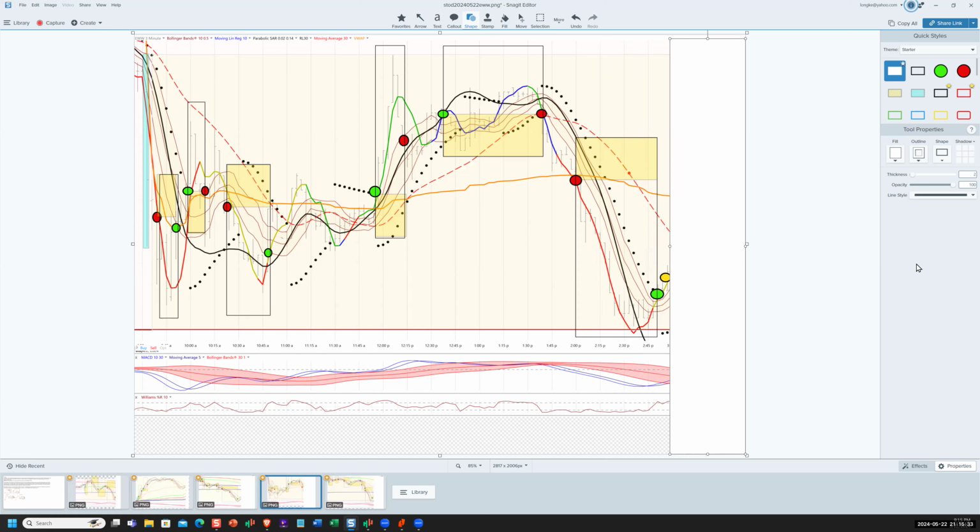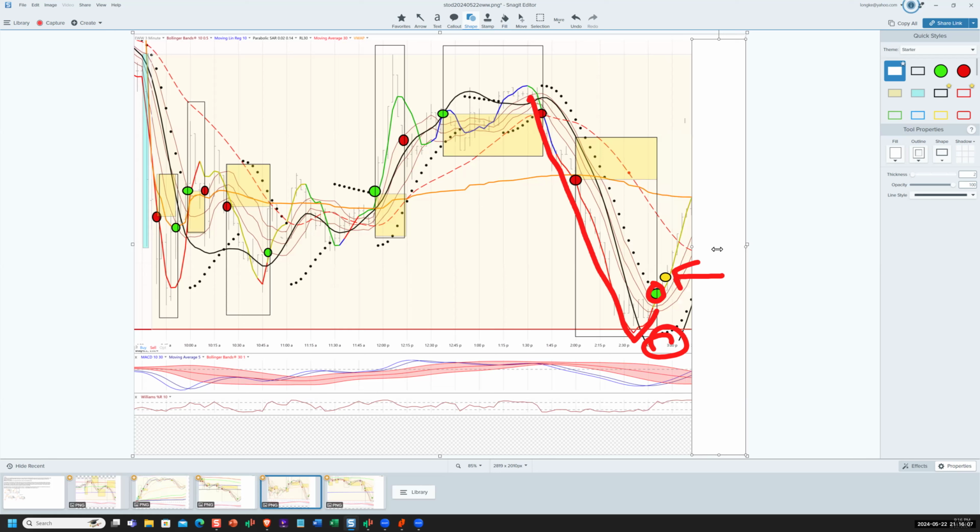The R10 reverses, it crosses the dragon, the PSAR flips. That could very easily have been a stop and reverse. And I thought about it right here. It was getting late in the day, so I didn't take it and then regretted it. And what did it do?